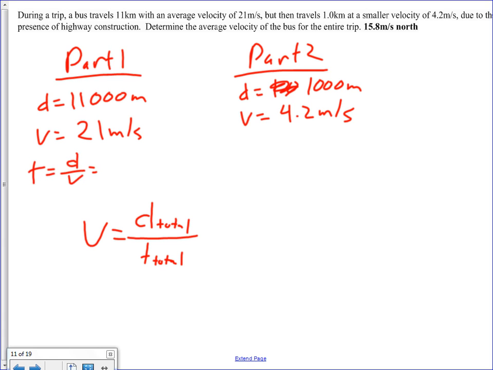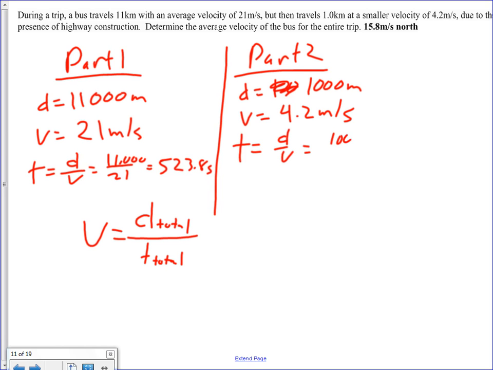That's 11,000 meters over 21 meters per second. What does that come up to? 523.8 seconds. All right, so that's the time for part 1. I have to do the same thing for part 2. t equals d over v, and that'll be 1,000 over 4.2, and that's going to be, what, 200 and some seconds? 238 seconds.